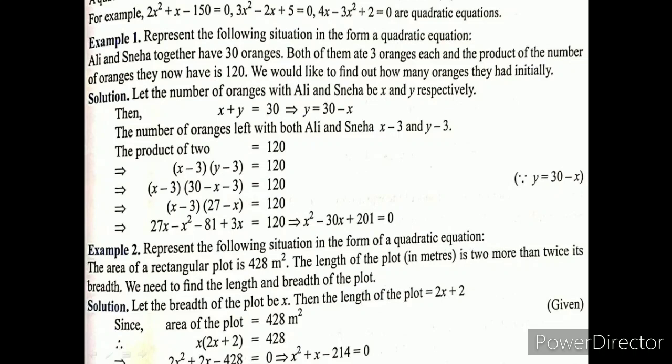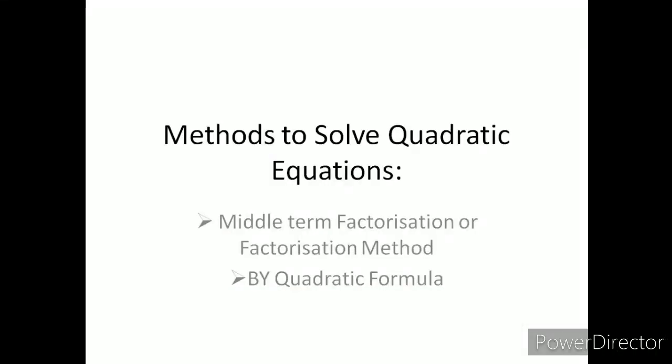Okay, in class 10 there are two methods: middle term factorization, or the factorization method, which is the traditional method we followed from class 8. The second method is the quadratic formula, and this is a new one. Here we will be introduced to the discriminant in this method. So we will deal with these methods one by one.